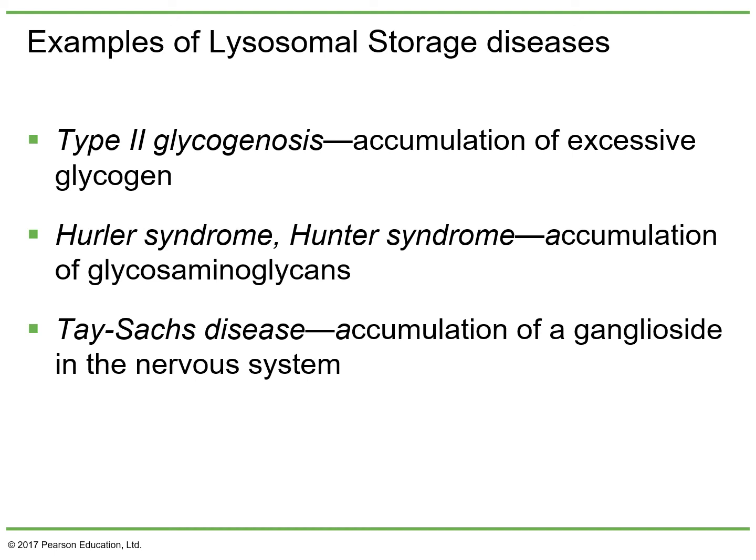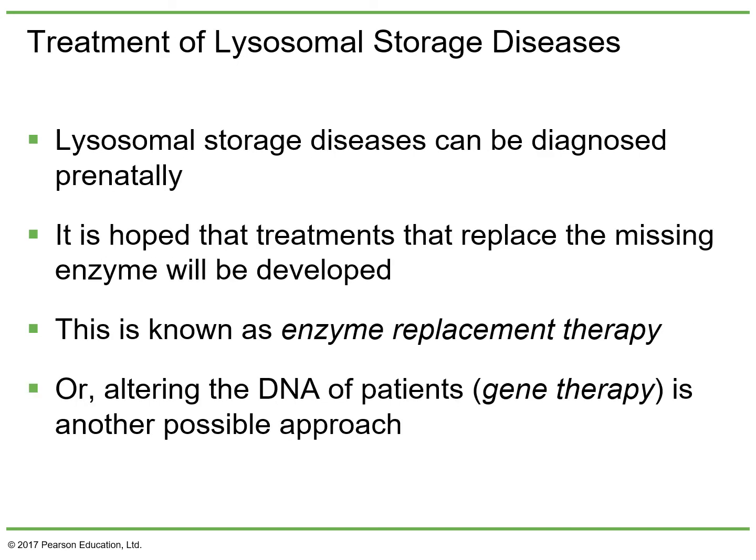The missing lysosomal enzyme in this case is beta-N-acetylhexosaminidase, which is responsible for cleaving the terminal N-acetylgalactosamine from the carbohydrate portion of the ganglioside. Lysosomes from children afflicted with Tay-Sachs disease are filled with membrane fragments that contain undigested gangliosides.